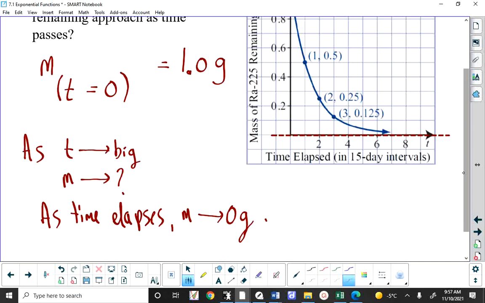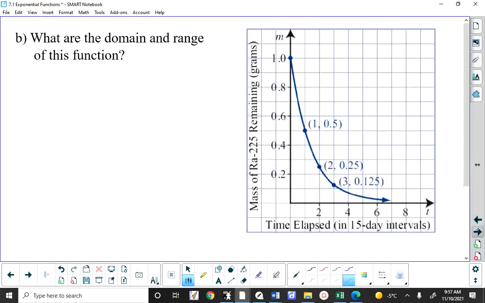And I don't know that you'll ever have to worry about that, but I want to cover my tracks here and make sure that I got it. Okay. What else are we asked here? What are the domain and range?